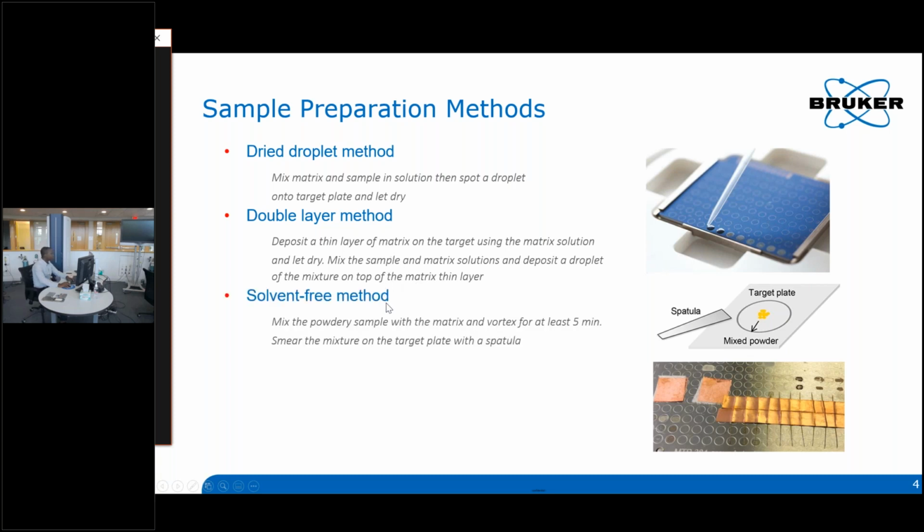The next one is a solvent-free method, and this is usually for insoluble analytes that are preferably in a powdery state, where you take the powdery sample, mix it with the matrix dry, and then vortex the mixture for about 5 minutes. You have to vortex it pretty well, to make sure that you have a homogeneous mixture of both your sample and matrix, and then you smear a small amount onto the plate with a spatula just to make sure that it sticks and doesn't fall off when you introduce it into the instrument.